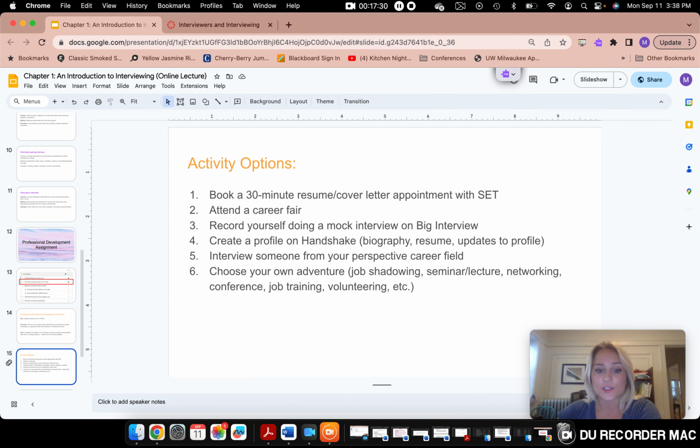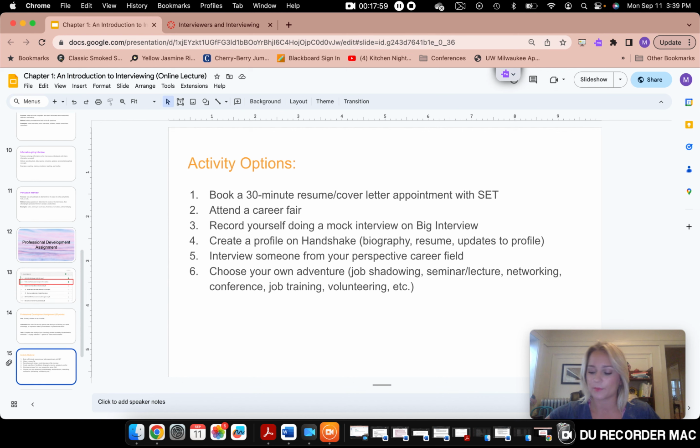The second option is to attend a career fair. There are tons of career fair options. I have a list of all the dates and events at the bottom of the document for the professional development activity descriptions. You will see a list of dates for UWM-sponsored career fairs as well as career fairs that are happening around the Milwaukee area. So you do not have to attend one that is strictly for UWM students.